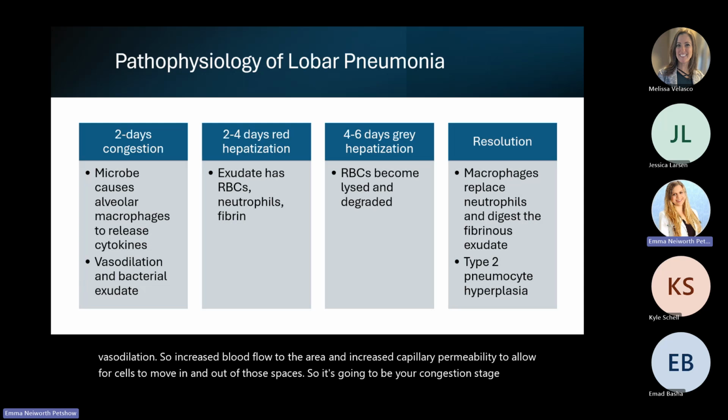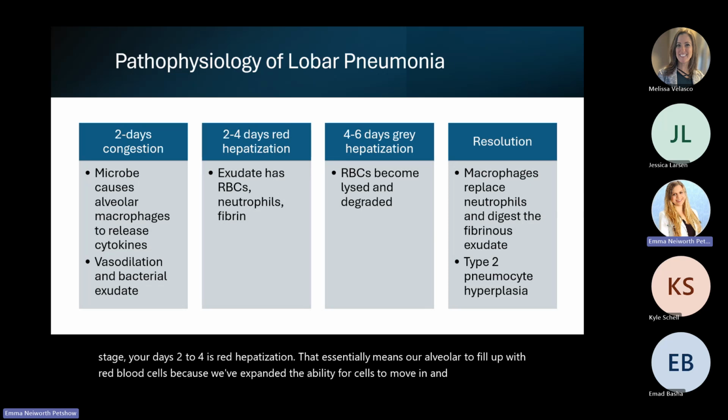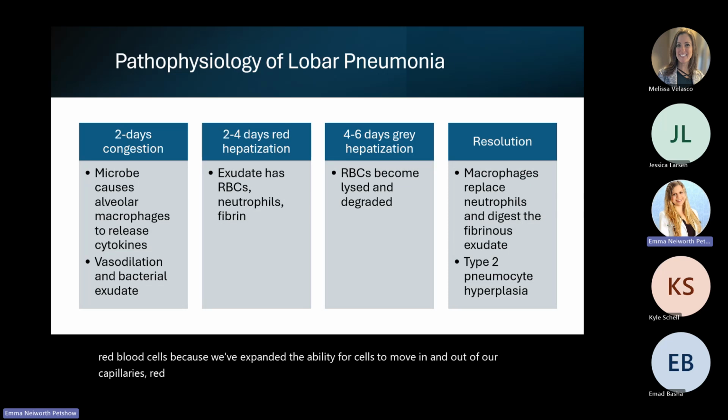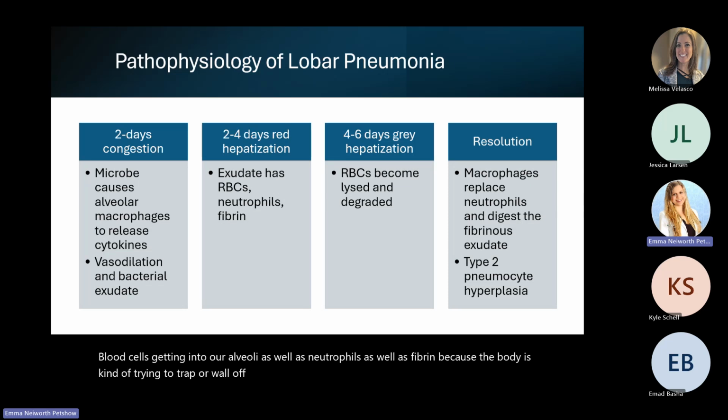Days 2 to 4 is red hepatization. That essentially means our alveoli start to fill up with red blood cells because we've expanded the ability for cells to move in and out of our capillaries. Red blood cells can seep out. So we now have red blood cells getting into our alveoli, as well as neutrophils, as well as fibrin, because the body is trying to trap or wall off this infection so it doesn't spread via the blood.